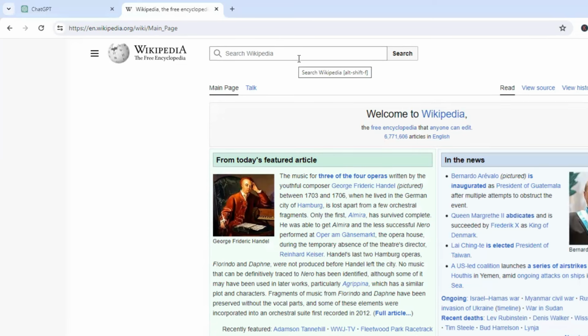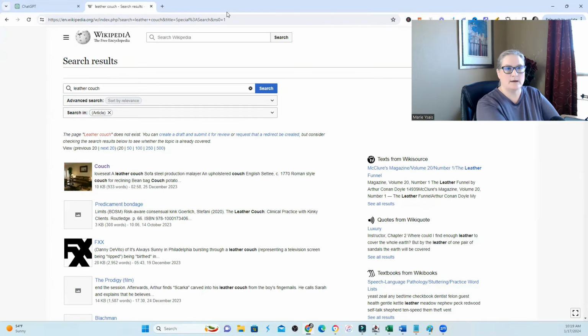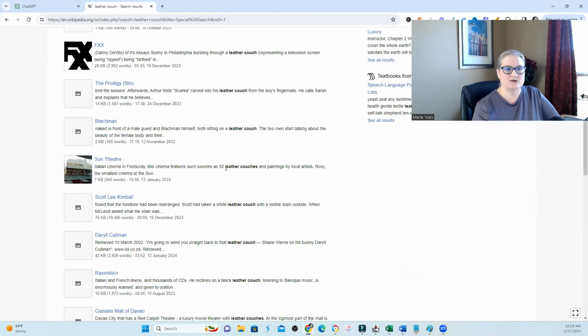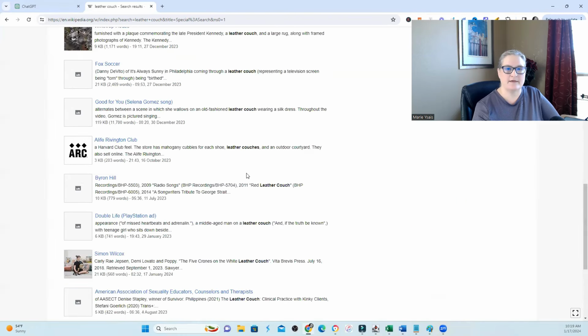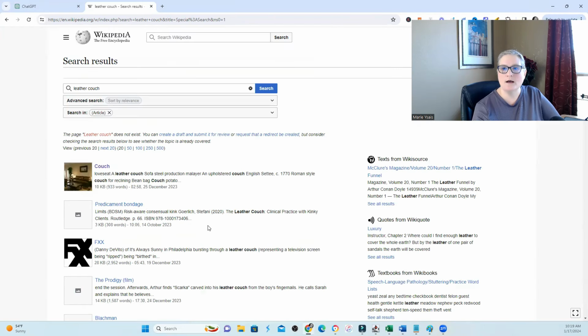Would that be a seed keyword, or what word would be the seed? So when you take a look at Wikipedia and you plug in your term and a page comes up like this, you can see there's no real definition of leather couch. There's no main page for leather couch in Wikipedia. So that would not be your seed keyword.